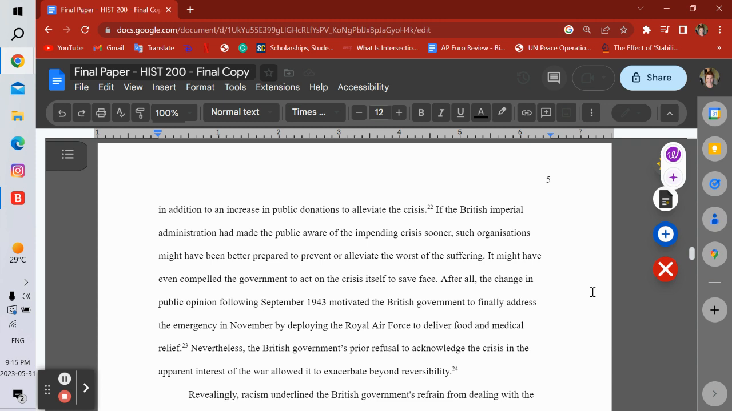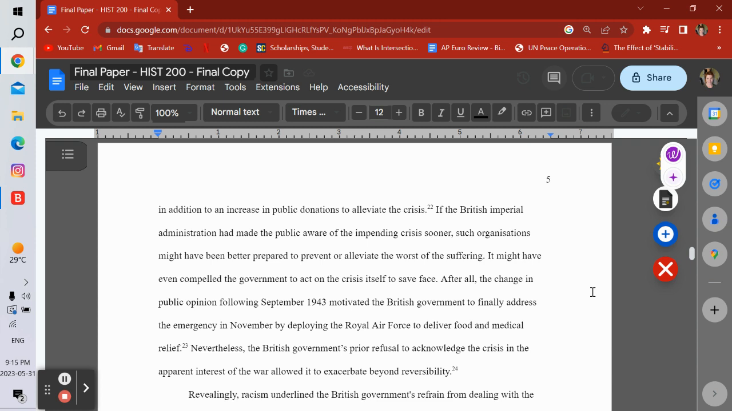If the British imperial administration had made the public aware of the impending crisis sooner, such organizations might have been better prepared to prevent or alleviate the worst of the suffering. It might have even compelled the government to act on the crisis itself to save face. After all, the change in public opinion following September 1943 motivated the British government to finally address the emergency in November by deploying the Royal Air Force to deliver food and medical relief.